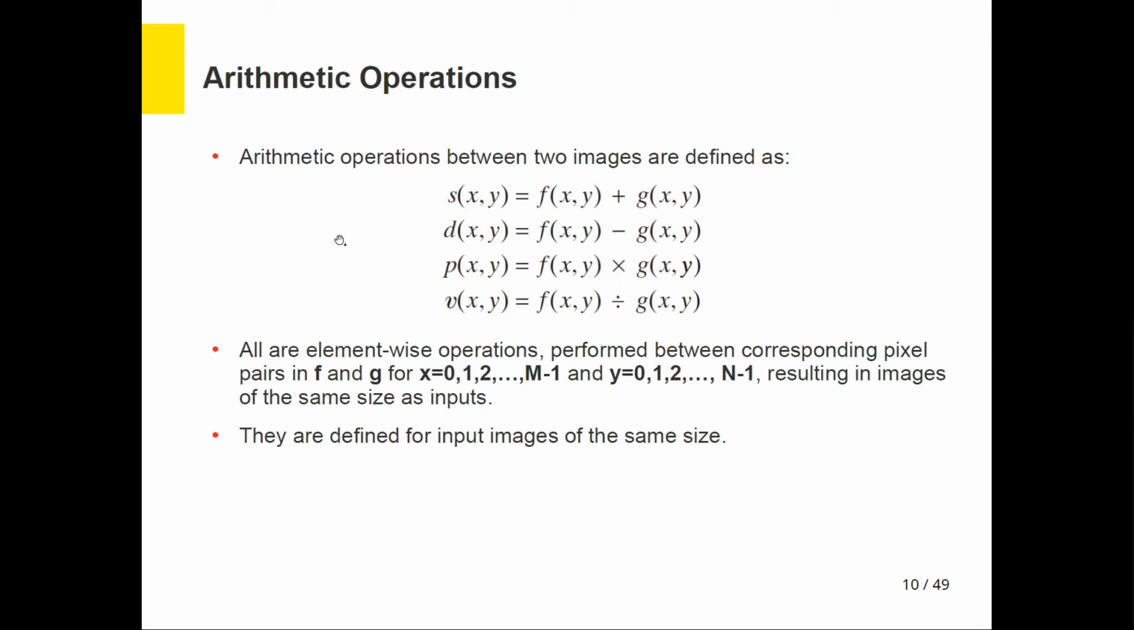These, as I said, are all element-wise operations and are performed between corresponding pixel pairs in f and g for x from 0 to m minus 1, representing the rows, and y from 0 to n minus 1, representing the columns. Again, these are defined for input images of exactly the same size. One thing you should also notice is that for the division, it's the user's responsibility to make sure that we don't have division by 0. Otherwise, the output result is not going to make sense.